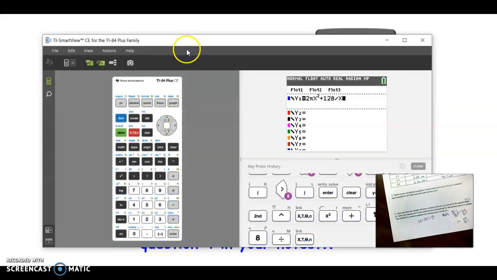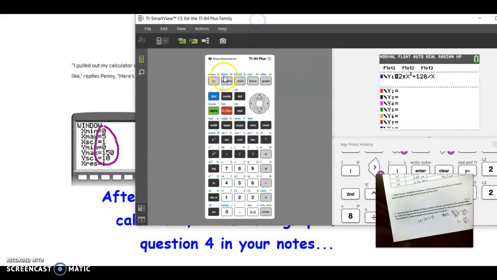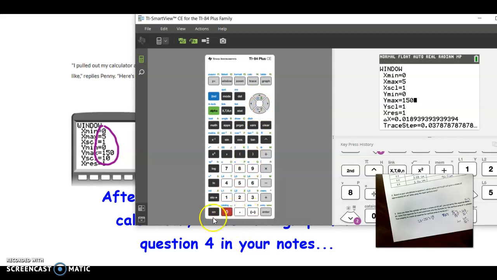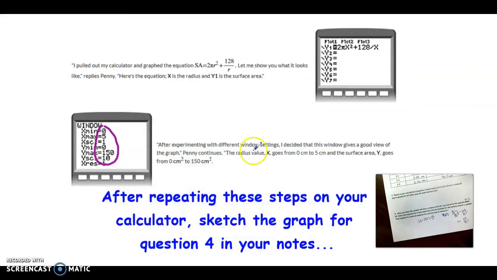Now remember, let's talk about why we're changing our windows to that. So go to window here. The x, remember, is our radius, and so we can't have a negative radius. So that makes sense that we're starting with 0, and we're just going up to a radius of 5 to see what it looks like. Don't change your scale typically. The y in this case is my surface area, so again, surface area can't be negative, so we're going to start with a minimum of 0 and go up to a surface area of 150. So we have changed our window.